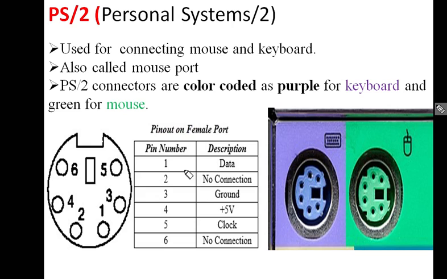Apart from this, holes are there, right? These holes represent a total of 6 holes: 1, 2, 3, 4, 5, 6. Pin 1 represents data. Pin number 2 represents no connection. 3 is ground. 4 is 5 volt supply. 5 is clock. 6 is no connection. Okay, these represent like this.